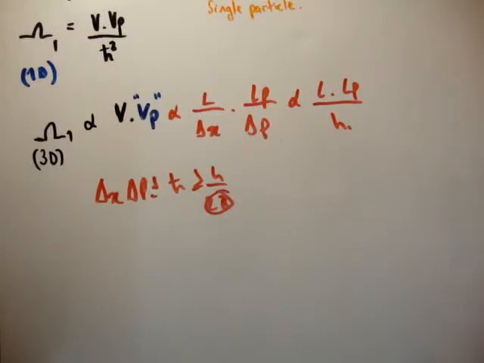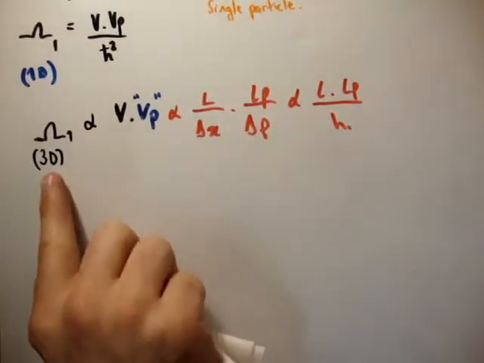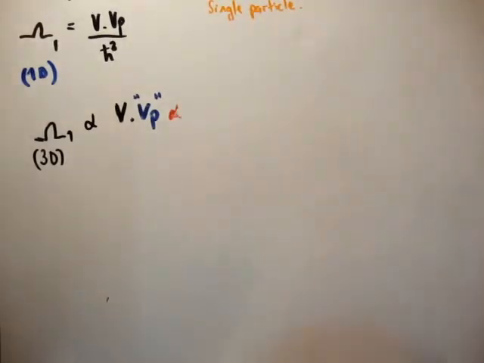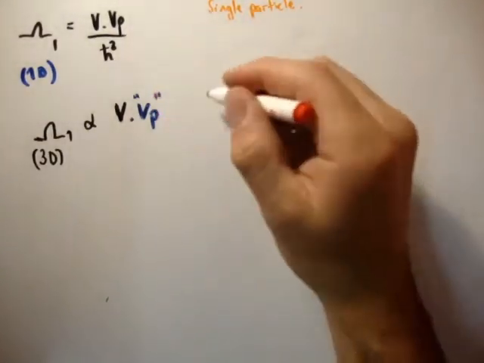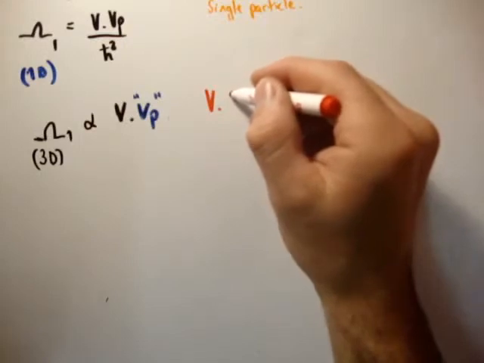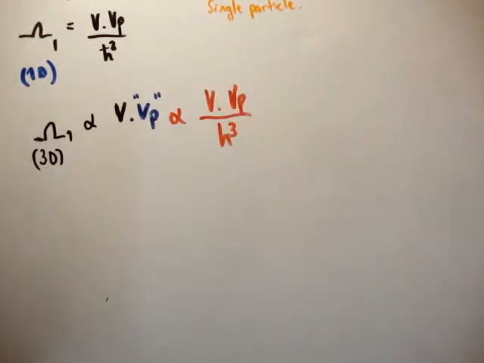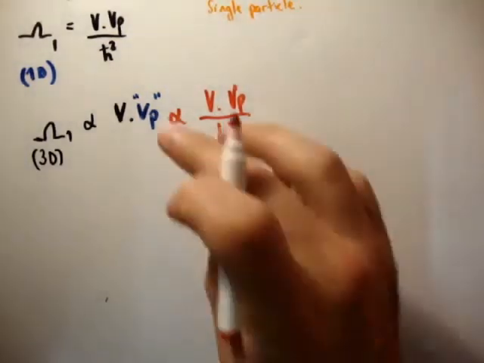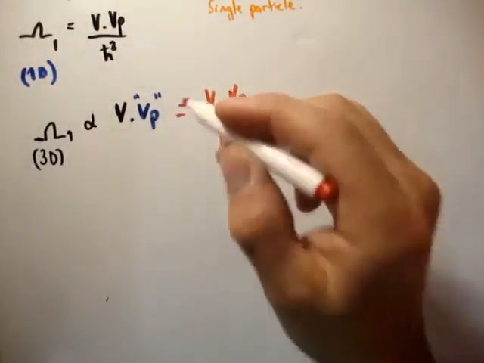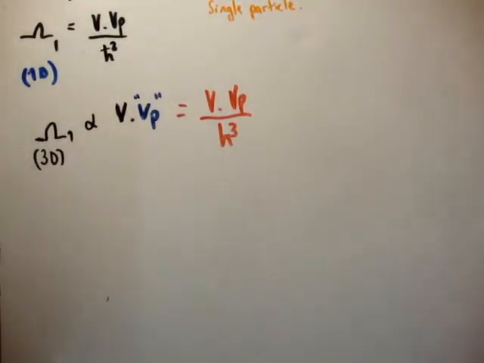So if you want to scale this up into 3 dimensions, as I've actually said here, then we need to get rid of all these L's and make it V. We have V times V sub p divided by h cubed. So that means that the number of states for a monatomic ideal gas in 3 dimensions is proportional to the volume in position space times the volume of momentum space divided by h cubed. And in actual fact, for the moment, I'm just going to say it's equal to it. Alright, so that's all I've got to say about that.